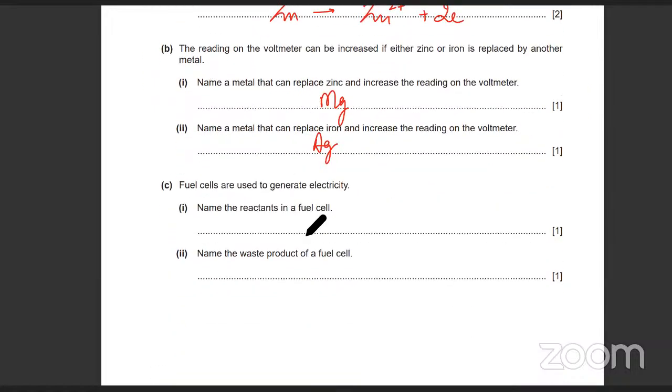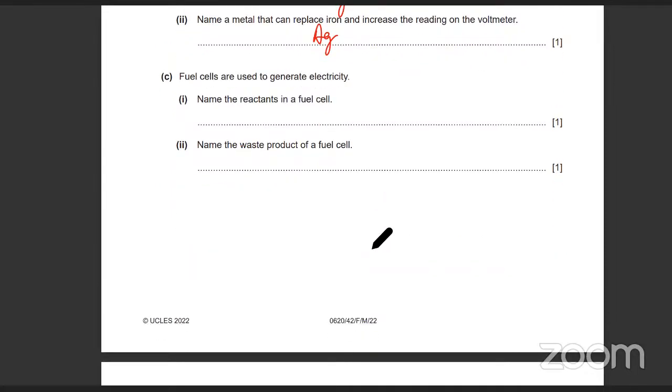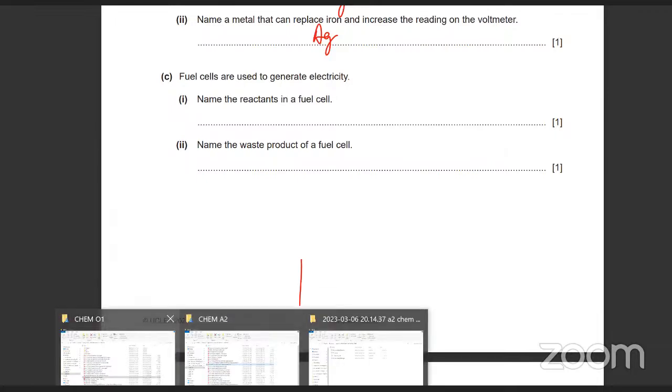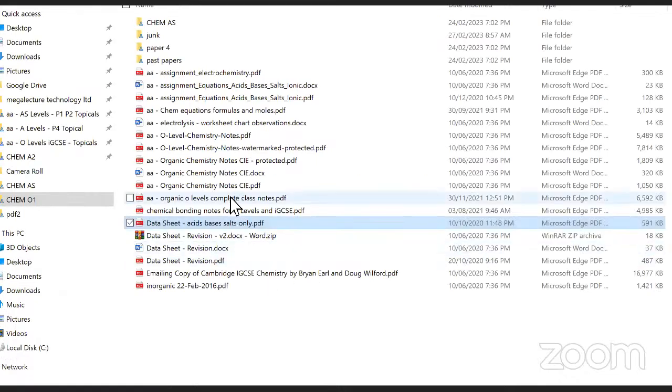Then name the reactants. Fuel cells used to generate electricity. Name the reactants in a fuel cell. Name the waste product of a fuel cell. So fuel cell, it's something like this. There's another, more complete one.